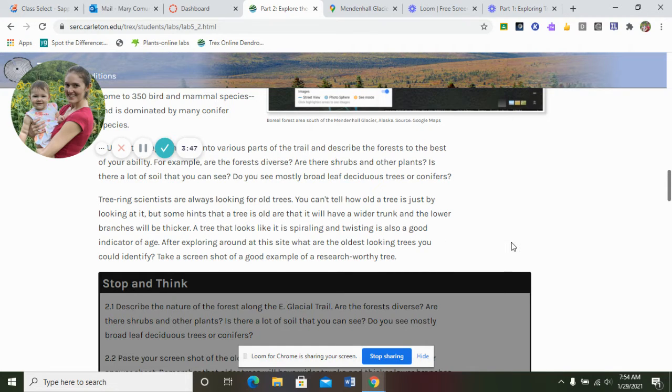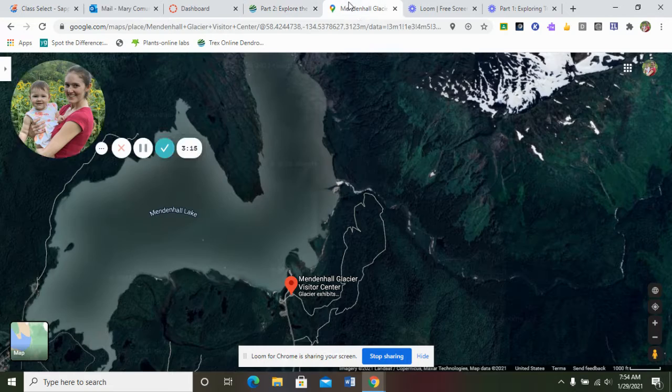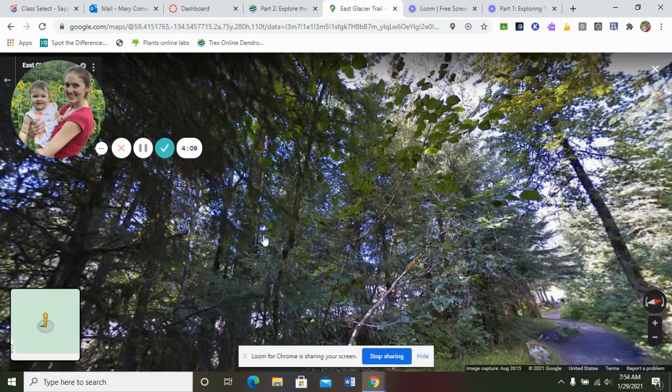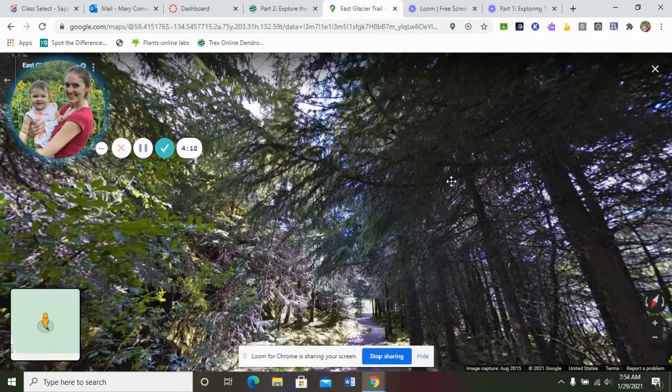After exploring around the site, what are the oldest looking trees you can identify and take a screenshot? So we're going to be describing the nature of the forest along the trail, and then you're going to be pasting your screenshot in here. So here's my little pegman, and I will just try dropping them in there and see what happens. Oh, wow. Okay, so there is a conifer right above me.